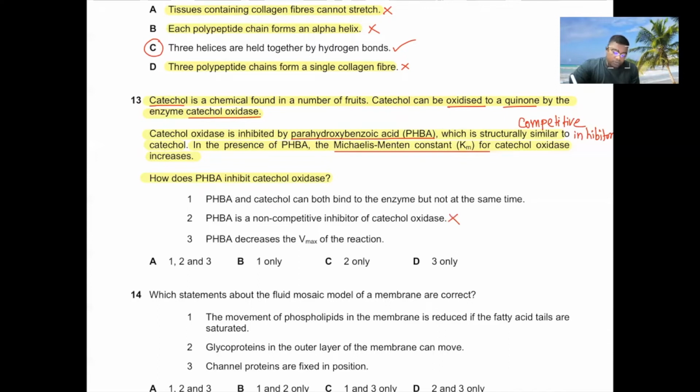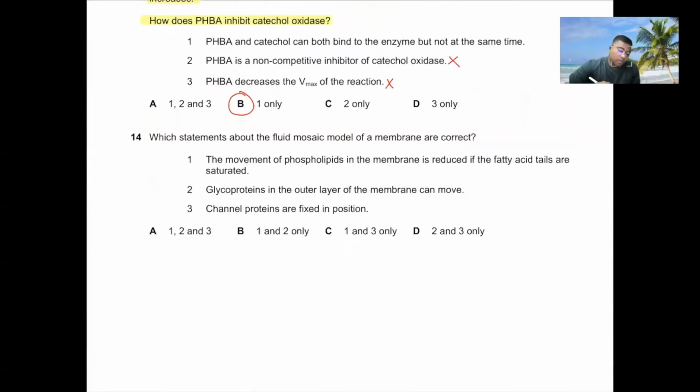If option 2 is wrong, then it will definitely be either option 1 or option 3, because PHBA is not a non-competitive inhibitor. The third point says PHBA decreases the Vmax of the reaction. We know that a competitive inhibitor does not decrease the Vmax of the reaction. So this is also wrong. So only number 1 is correct. B is the correct answer. All right. So PHBA and catechol can both bind to the enzyme, but not at the same time.